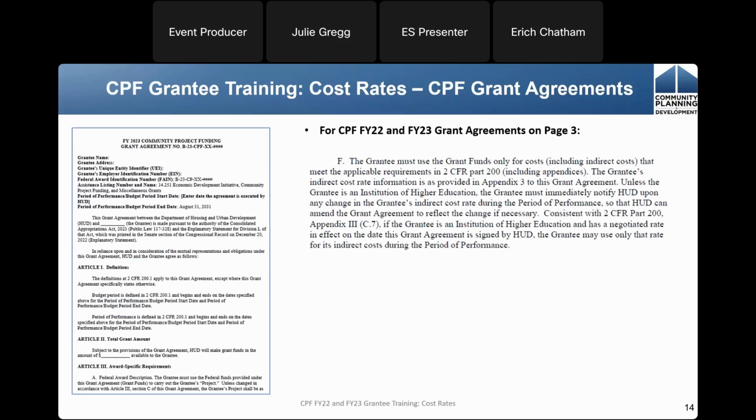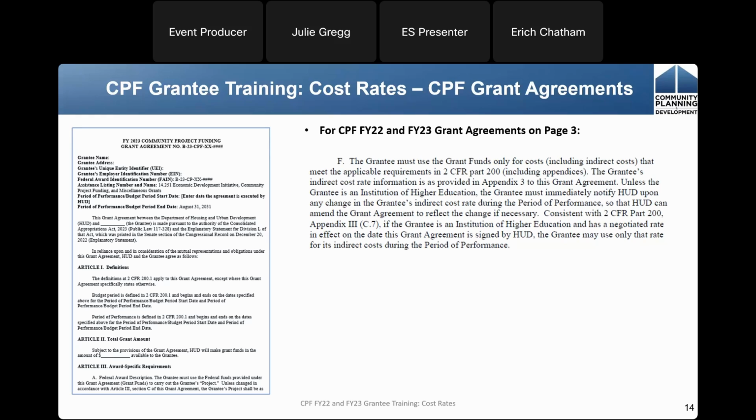Okay, so let's go through the particulars of the grant agreements, and we'll start with the fiscal 22 and 23 grant agreements on page 3. We're highlighting here the clause F, and I'll summarize here, but the grantee must use the grant funds only for cost, including indirect costs, that meet all the applicable requirements in 2 CFR 200 and including appendices. And as mentioned previously, the grantee's indirect cost rate information, should you choose to elect indirect cost rate, must be provided in Appendix 3 of the grant agreement.